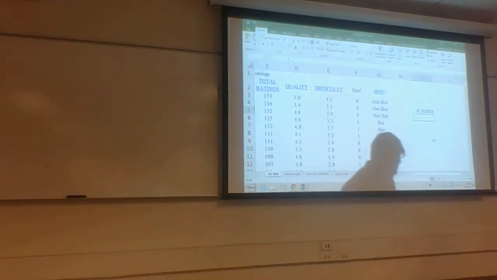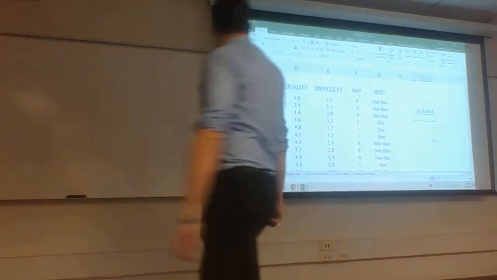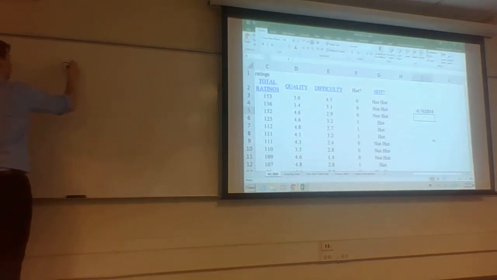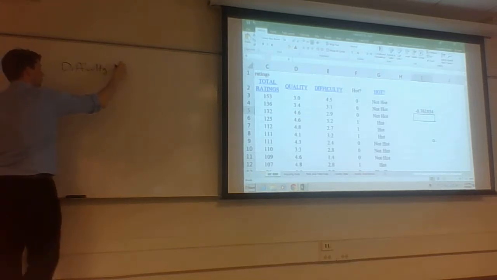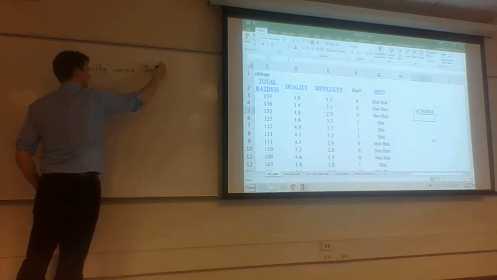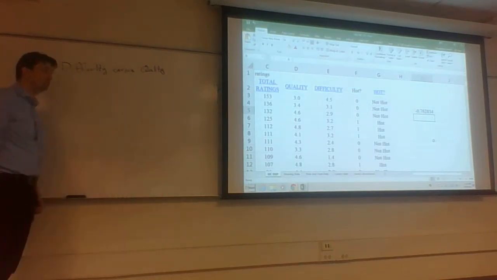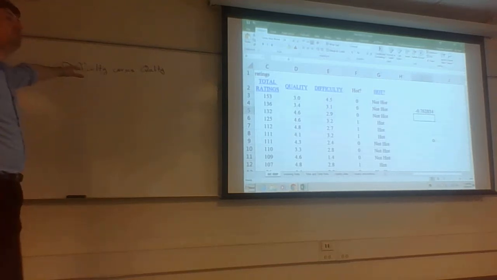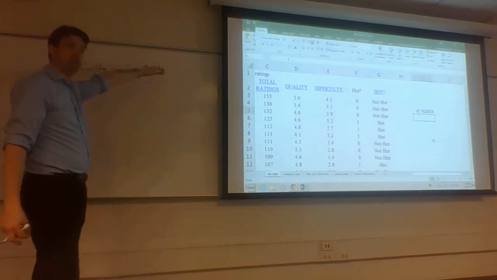So what was that, Anna? People get better grades for being a professor. More likely. Ah, so you want to make a causal claim that difficulty causes quality. You're making a causal claim. That's important because in regression analysis, you always make a causal claim because you have to declare which one of these variables is the x and which one of these variables is the y.